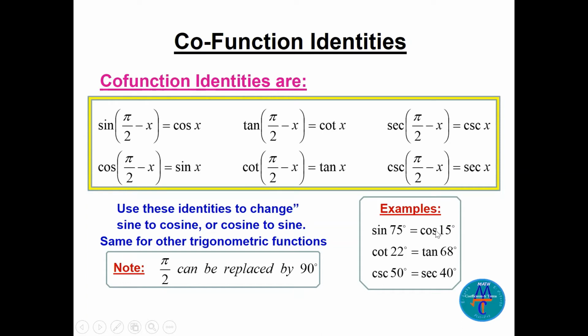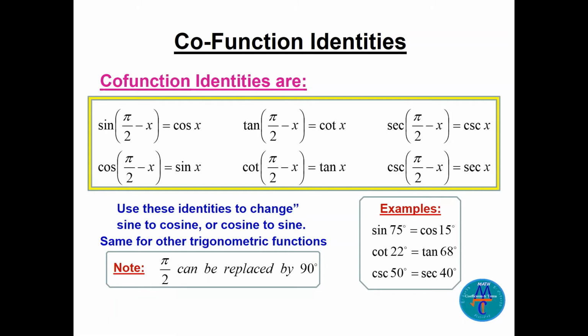I need to change it, in some question for some reason, into a sine function. So how can I do that? I say sine of 90 minus the x value, which is 15. So 90 minus 15 becomes sine of 75. So tan 68 will be cotan of 90 minus 68, cotan 22 degrees.